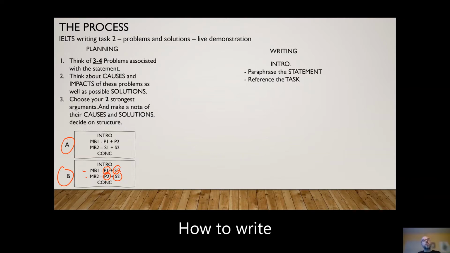But what you do want to do in that second sentence of your introduction is just make reference to the task, which is problems and solutions. So I'm going to say something like, this essay will discuss some of the problems associated with this and suggest solutions to these problems. So suggest things that governments and society can do to deal with this problem, right? Somehow reference the task by mentioning problems and solutions.